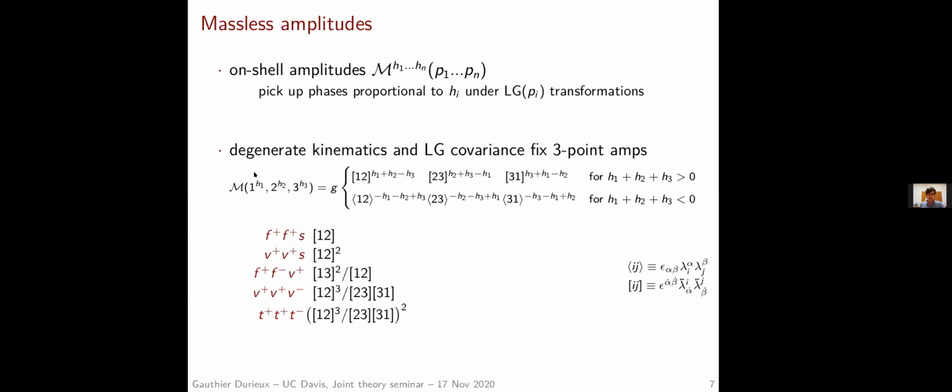So if you give me the three helicities of the three particles, I can give you through this formula the spinor structures relevant for, for instance, Fermi-Fermi scalar, vector-vector scalar, and so on, different amplitudes.